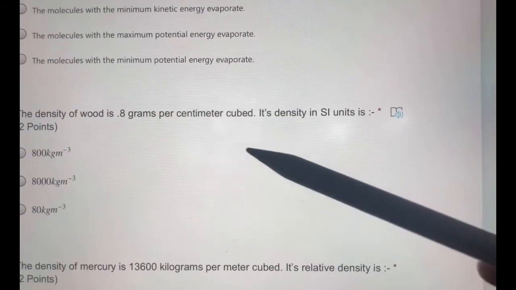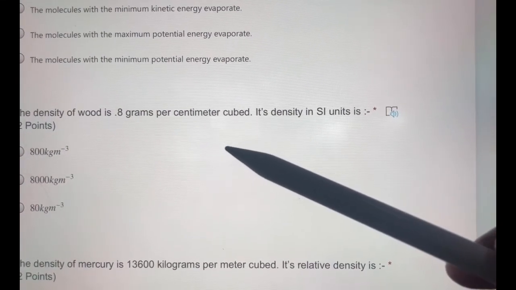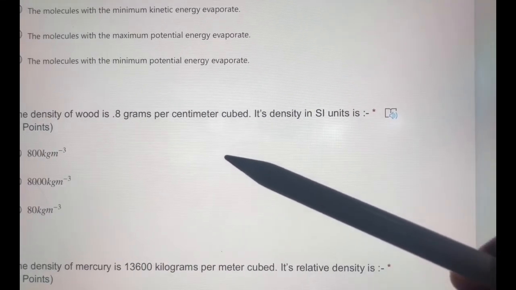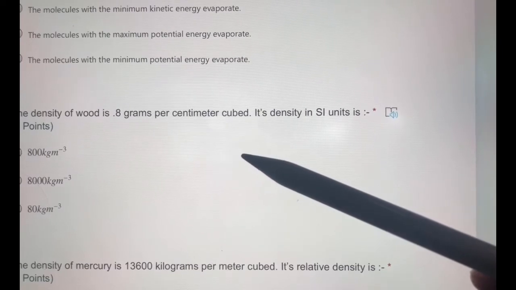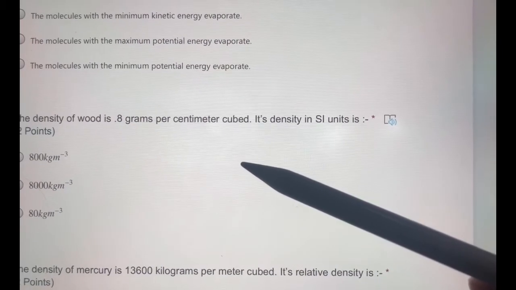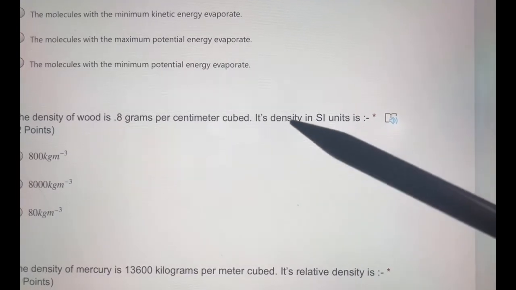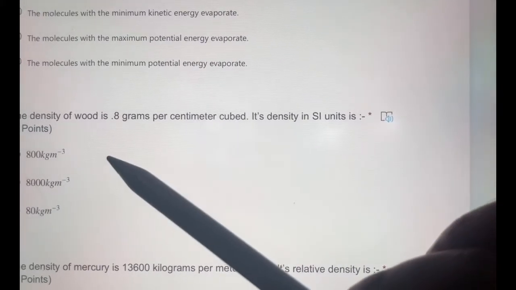The density of wood is 0.8 grams per centimeter cube. So if you look at your notes, to convert from CGS unit into SI unit, as far as the density is concerned, we multiply by 1000. So 0.8 into 1000 will be 800 kg per meter cube.